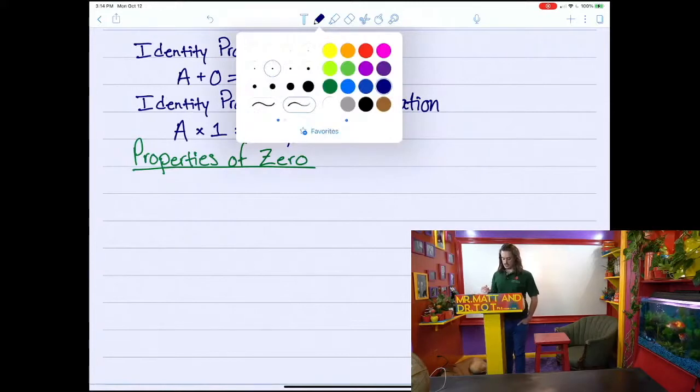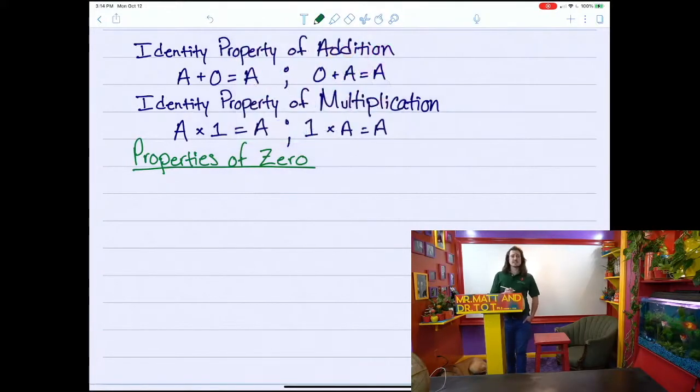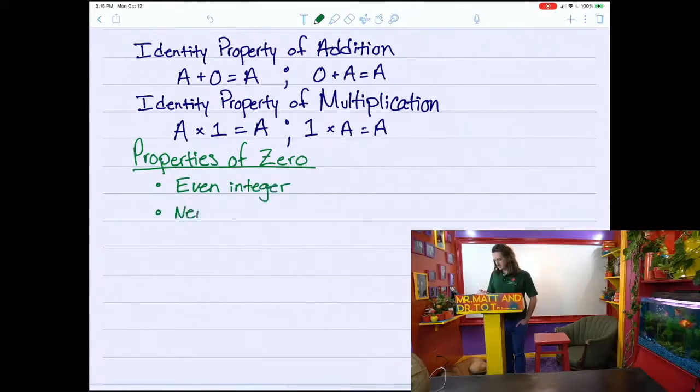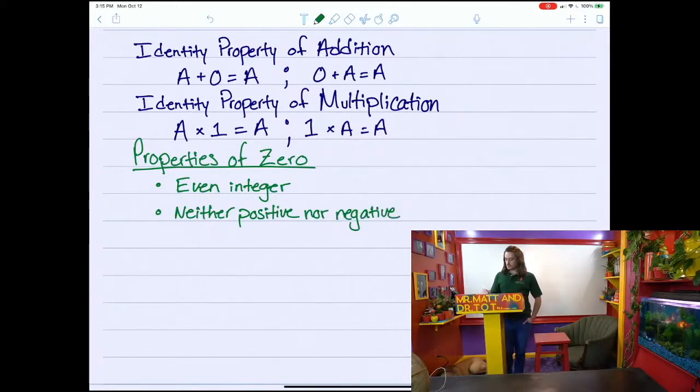With 0, there are some unique characteristics that we want to review or make sure that we understand. First of all, 0 is an even integer. It's neither positive nor negative, but it is even. But it's the only number that's neither positive nor negative. Zero is also a multiple of every integer, because every number times 0 is 0.